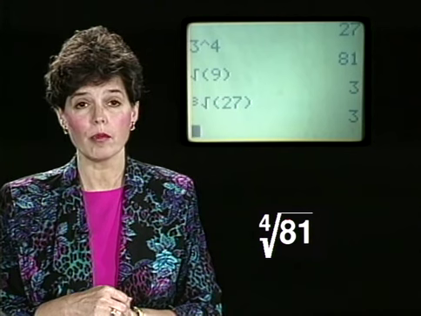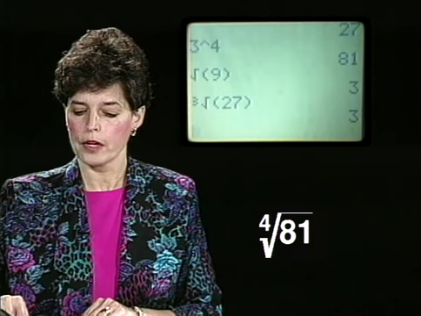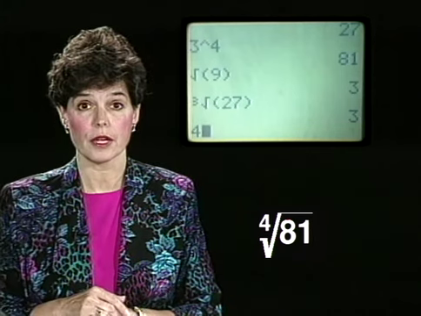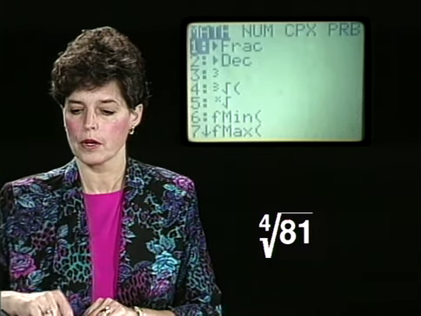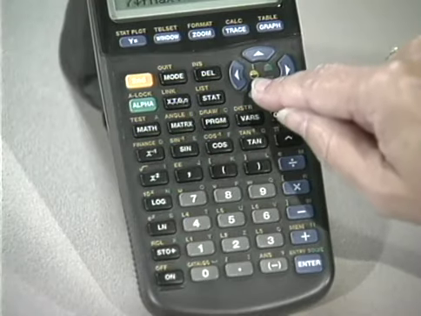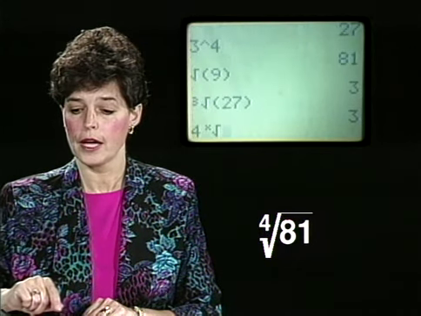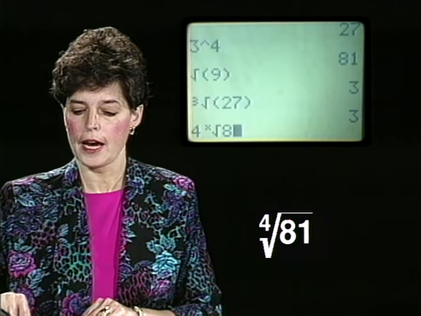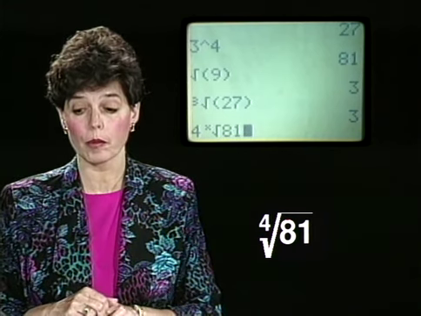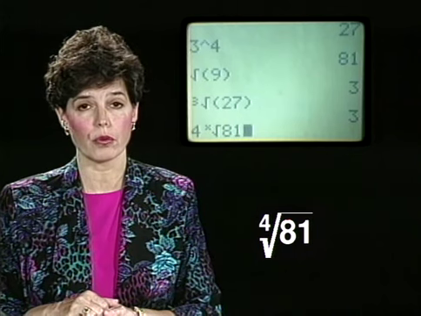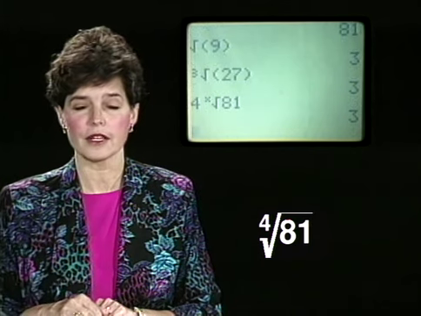And remember that the problem that we're trying to do is the 4th root of 81. I'm going to have to press the 4 first. Then I go into that xth root by going to math, choosing the 5th choice, pressing enter, and then I'm going to type in 81. Now it looks a little strange, but this is really how I'm going to have to type in the fourth root of 81. And we know that the answer should be 3, and it is.